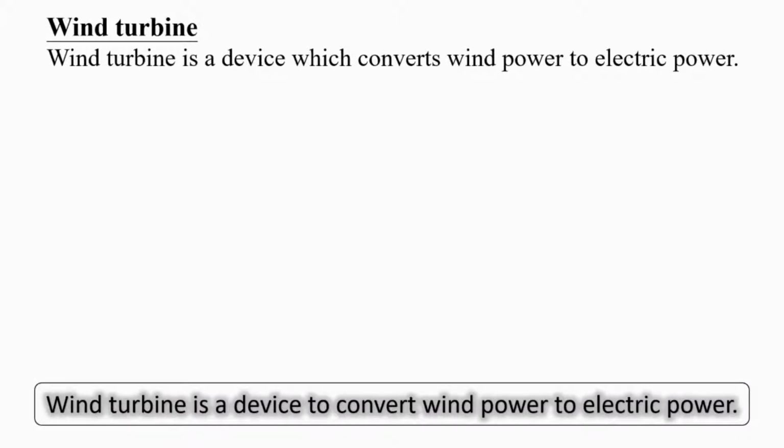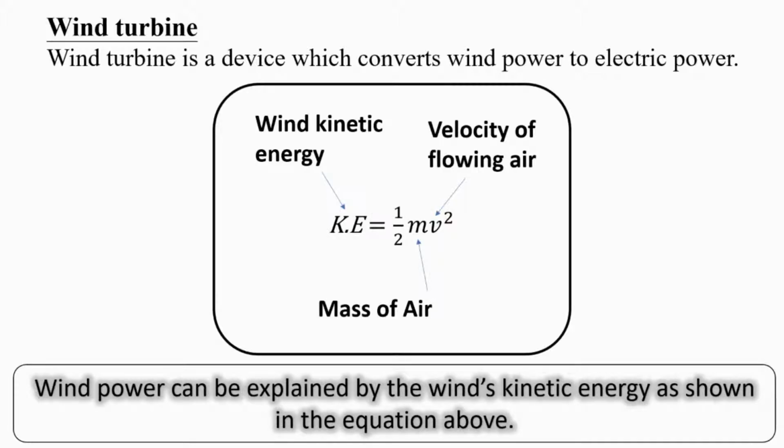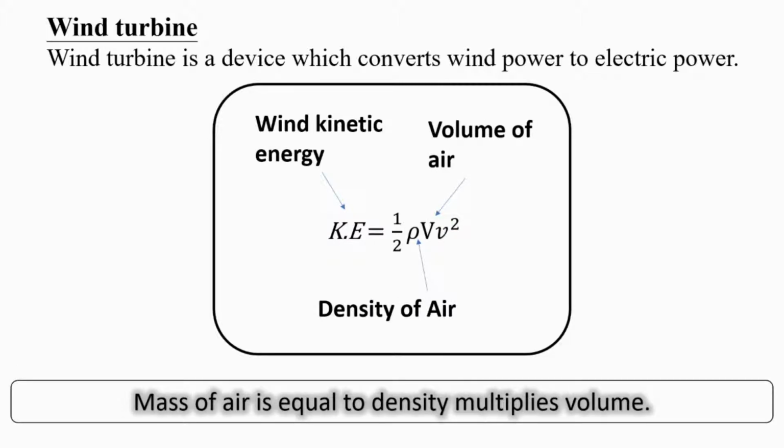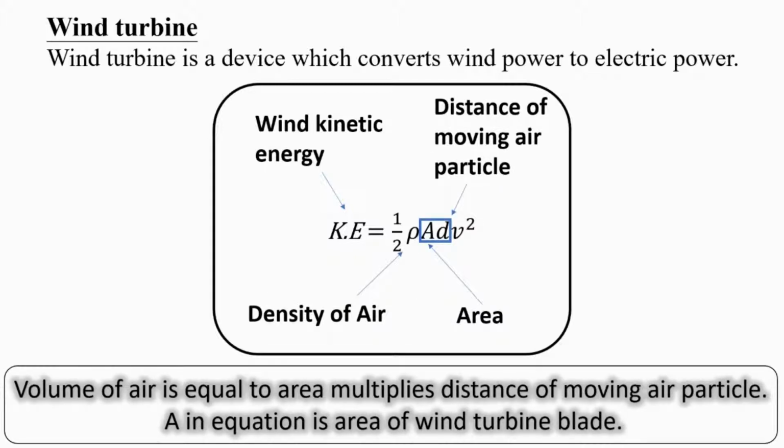Wind turbine is a device to convert wind power to electric power. Wind power can be explained by the wind's kinetic energy as shown in the equation above. Mass of air is equal to density multiplies volume. Volume of air is equal to area multiplies distance of moving air particle.